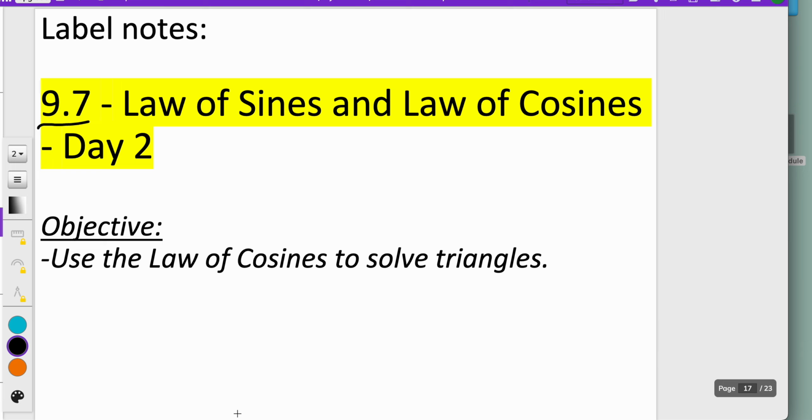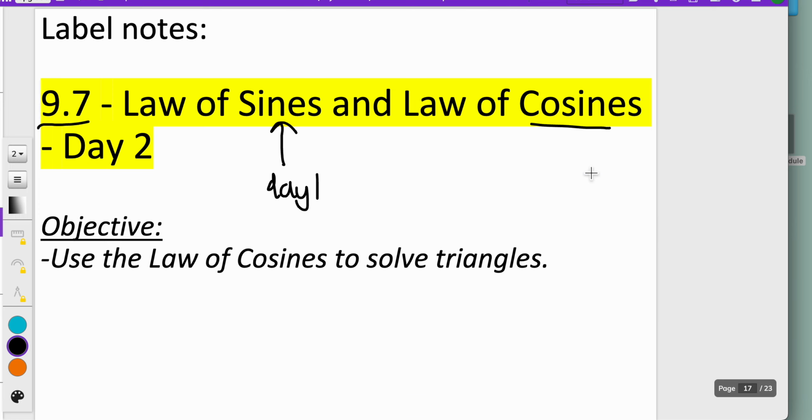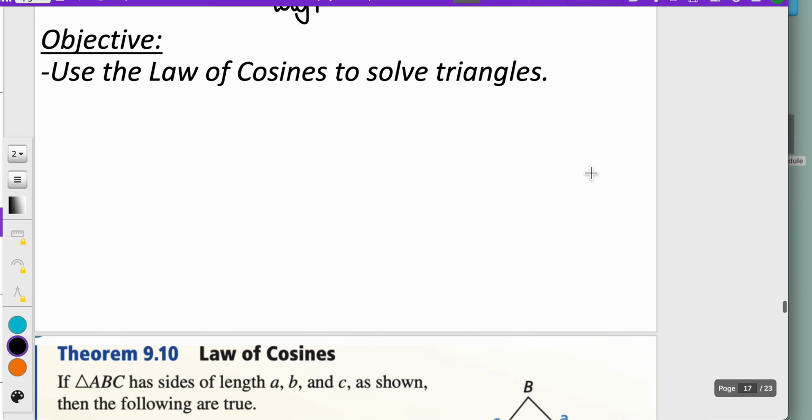Today we're looking at 9.7 Day 2, the Law of Sines and Cosines. We're still going to be using what we learned in Day 1, which was Law of Sines. So if you need to know what that is, go back and check out 9.7 Day 1. But now we're going to bring in the Law of Cosines and how to apply it. The Law of Cosines can help us solve triangles as well.